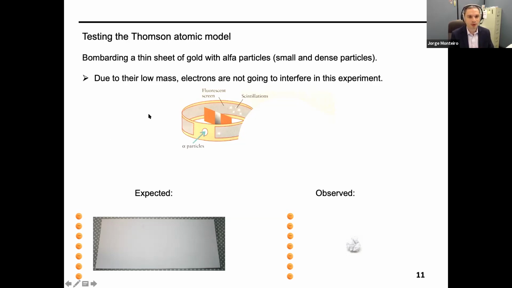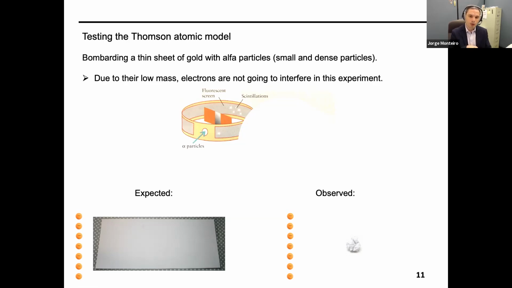Very simple experiment here. We have a sheet of gold right here, and around it we have a fluorescent screen, and we are going to shoot alpha particles through the sheet of gold. Okay? So alpha particles are very dense particles, and when they hit the fluorescent screen, you are going to see a spot. So therefore, you can track where these alpha particles are going after passing through the sheet of gold.